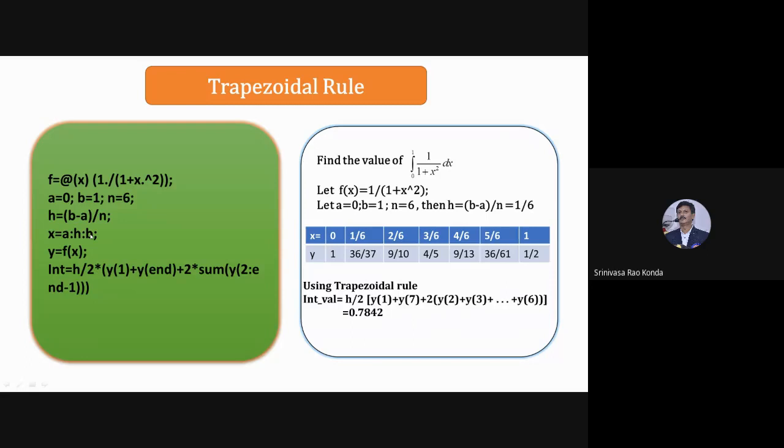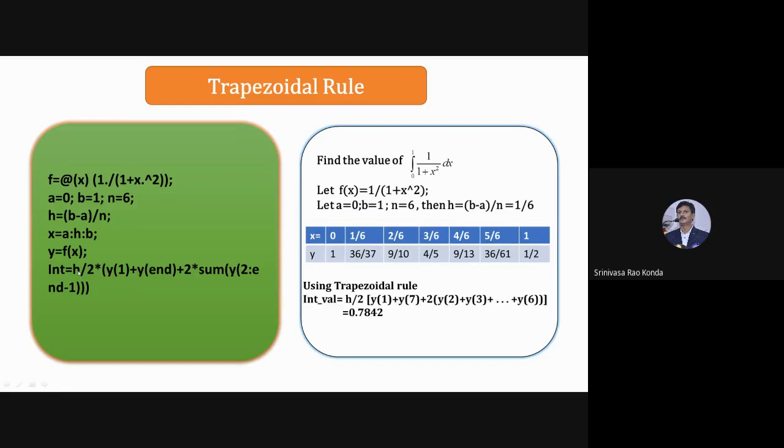Next, y values. I have to calculate these y values. y is nothing but f of x. The x values are there; you substitute the x values here and the y values will come, because it is a function f of x. It is an array, so I defined it for an array with dot operators: 1 dot by 1 plus x dot caret 2. We'll get the f of x values, the y values y1, y2, y3 up to y7.